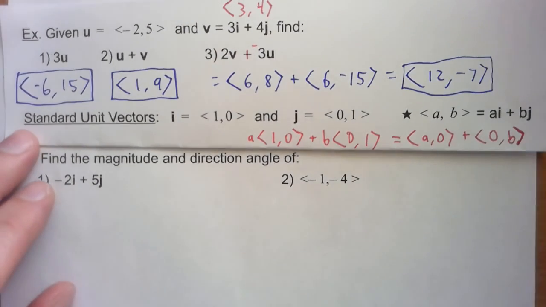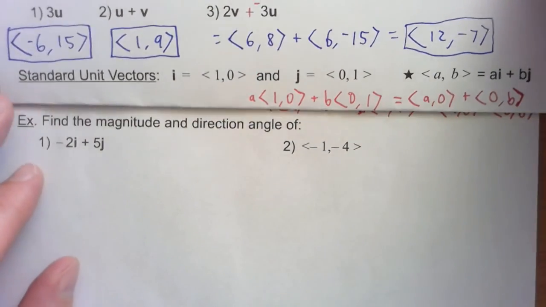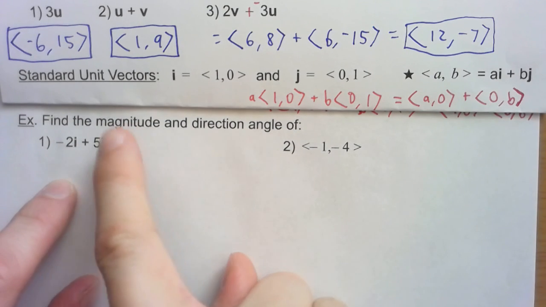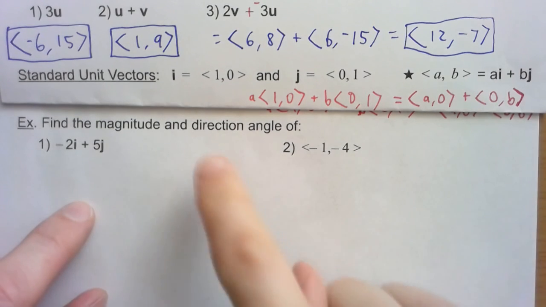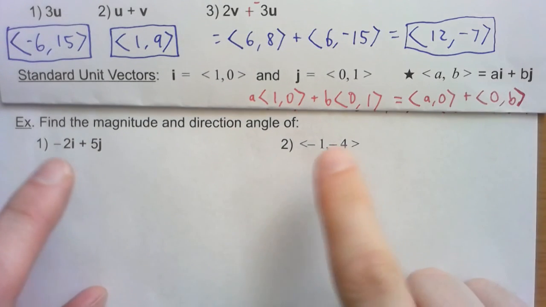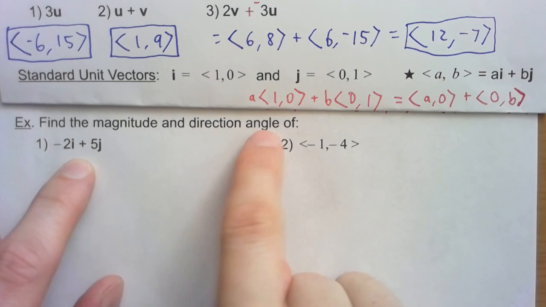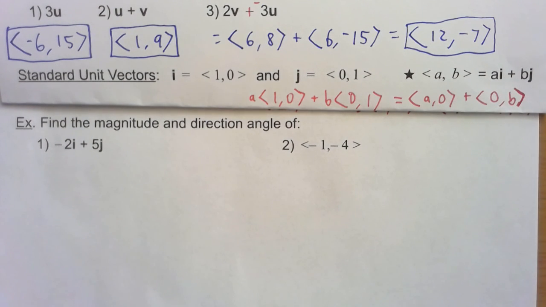All right, so now let's say that we want to find the magnitude and the direction angle for these vectors. Because again, remember that's kind of the point of vectors, is to have a magnitude, a number, a quantity, a size, and also have a direction. So if we write vectors this way, we want to still be able to know what the magnitude and the direction are. Okay. Well, magnitude we've already done.